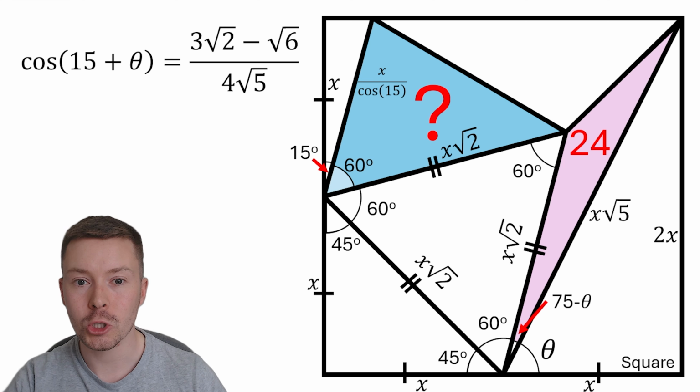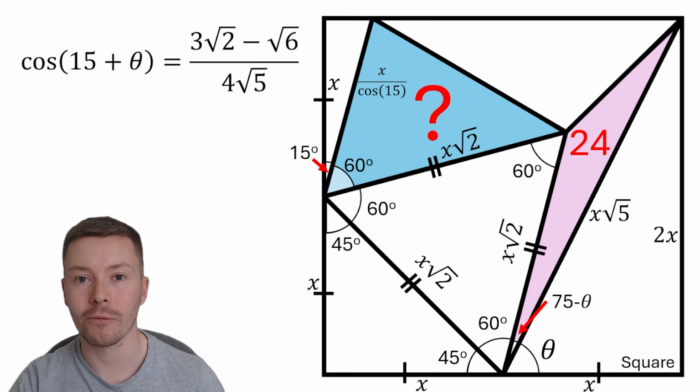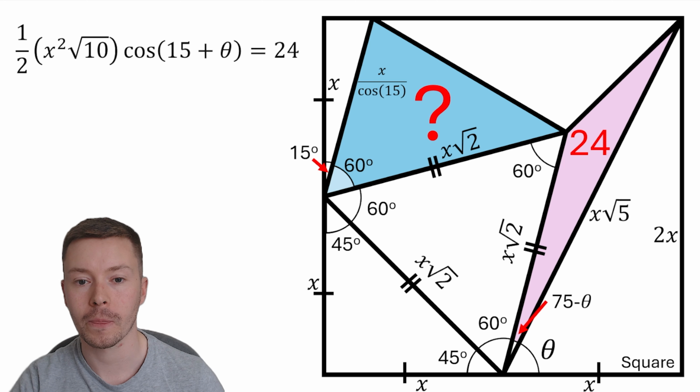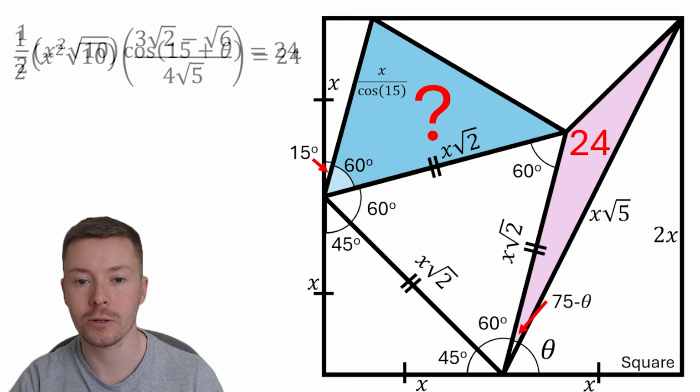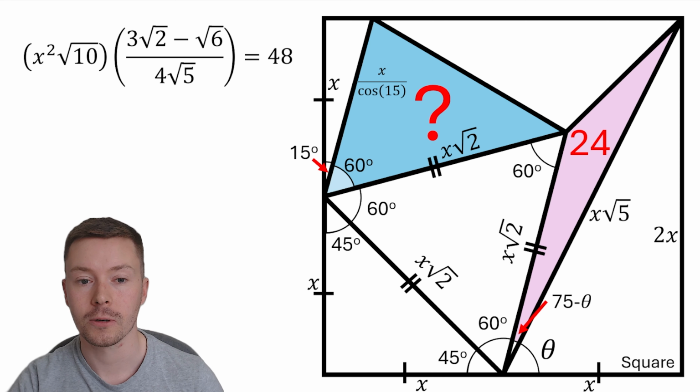Okay, and that gives us 3 root 2 minus root 6 over 4 root 5. Now I'm then going to substitute that back in to the equation I had for the area of that pink triangle. Okay, this was the equation. Substitute it in, we get this. We've got everything we need there now to work out the x, so it's just a case of rearranging. Okay, so double both sides.